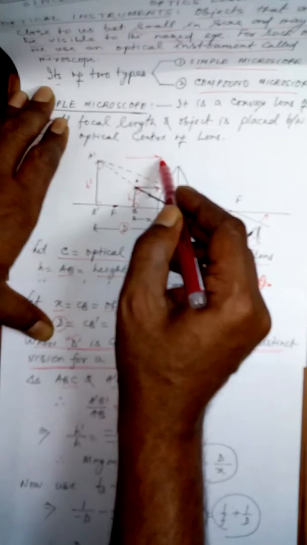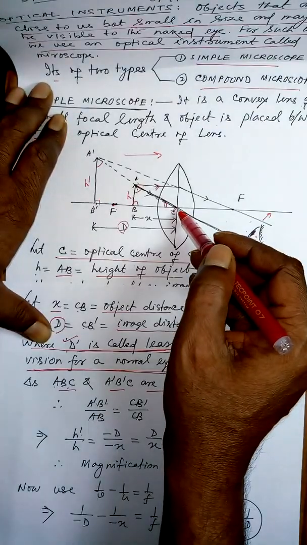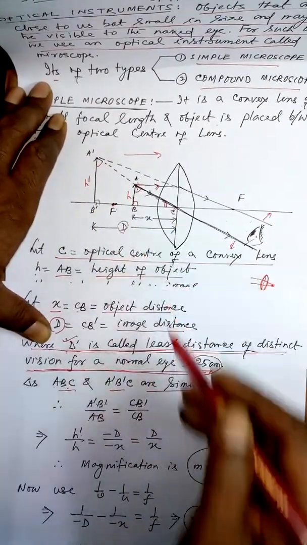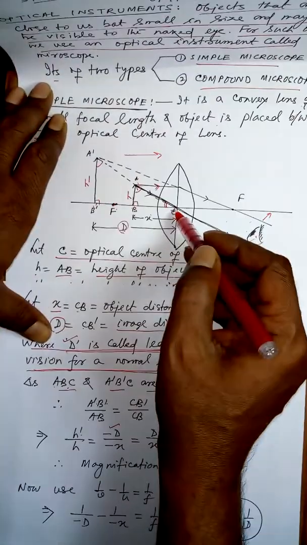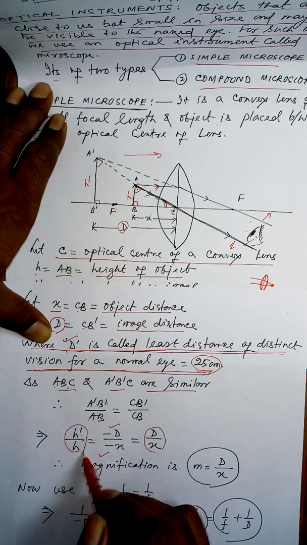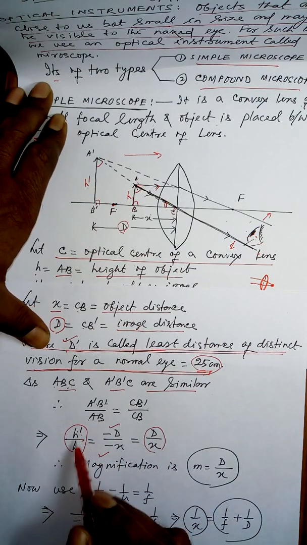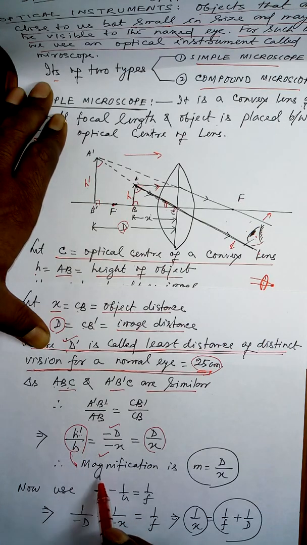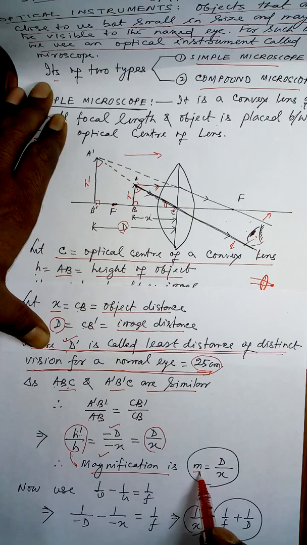Light is going this way, this direction is positive, so any distance measured along this direction is negative. So D is negative and x is also negative. Minus minus cancels, and I am left with d by x. Now what is this? The size of the image by the size of the object, therefore magnification. So I write it as m, which is equal to d by x.